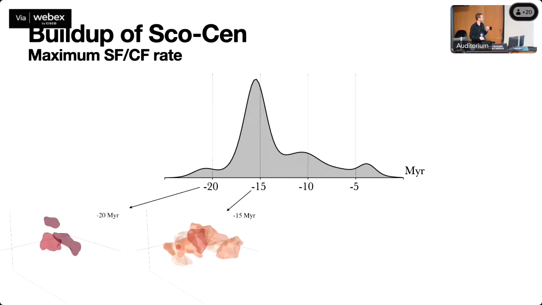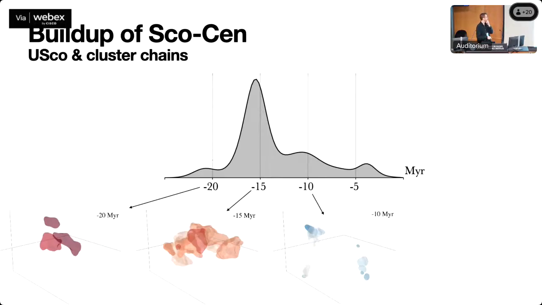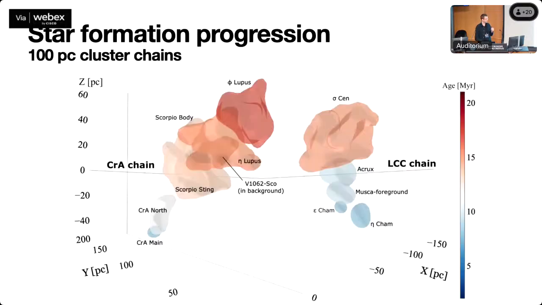And we estimate that in here around 15 supernovae should have gone off, which aligns very nicely with what Catherine found to be the progenitor of the local bubble formation. And then as you move to the next generation, you are forming these very interesting sequences that move outwards away from the previous generation. And this ends in this most recent star formation event, which again moves outwards here.